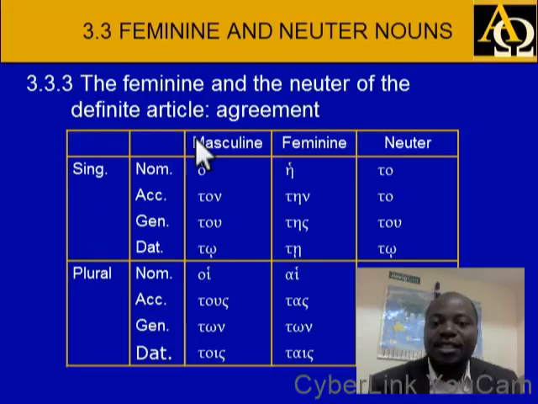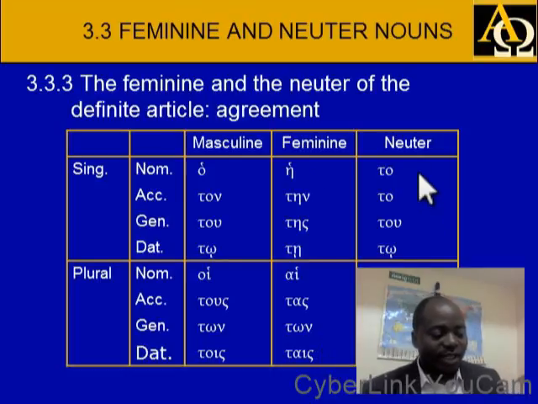Here is the complete chart of the definite article. We've already looked at the masculine: ho, ton, tou, to, hoi, tous, ton, tois. And the feminine is he, ten, tes, te, hai, tas, ton, tais. And the neuter is to, to, tou, to, ta, ta, ton, tois.